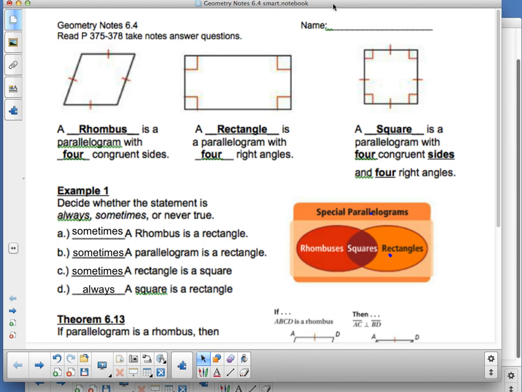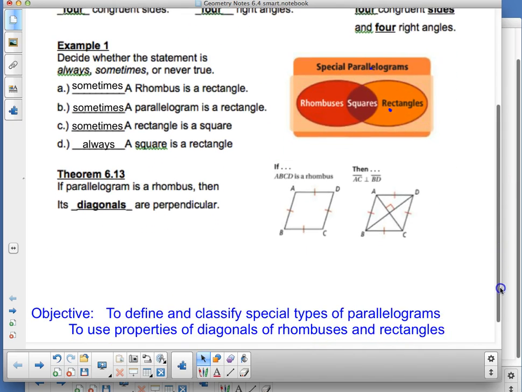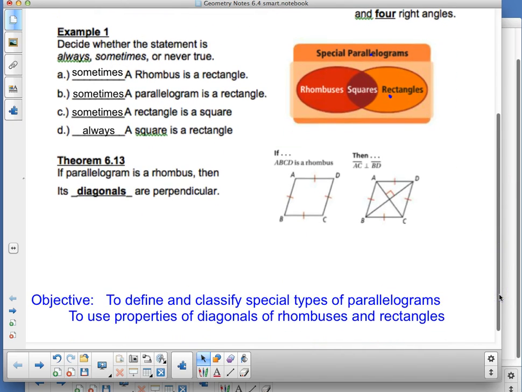Remember, all the properties we talked about: opposite sides are parallel, opposite sides are congruent, opposite angles are congruent, diagonals bisect each other, consecutive angles are supplementary. All of those properties of parallelograms are also held by rhombuses, rectangles, and squares. They just have more properties than the regular parallelogram. That's why we're studying them more, such as diagonals are perpendicular to each other.